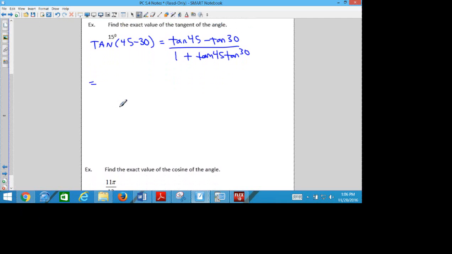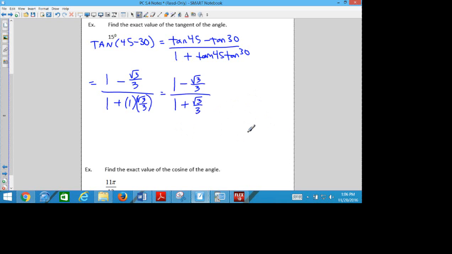Okay, so what is the tangent of 45? 1 minus tangent of 30. And then on the bottom we have 1 plus tangent of 45, which is 1, times radical 3 over 3.